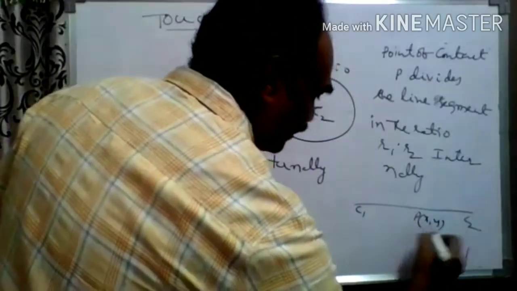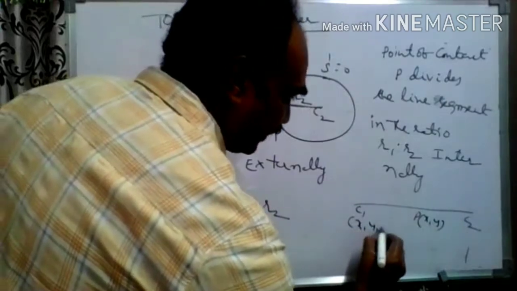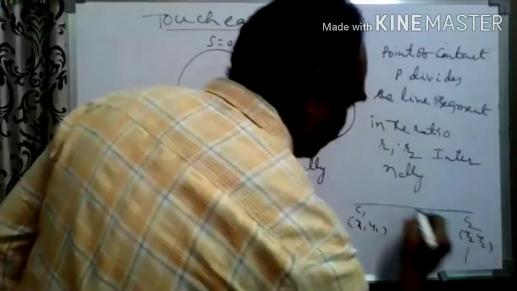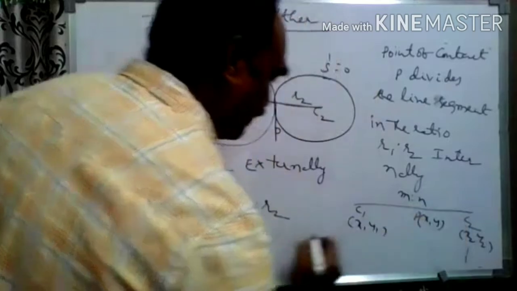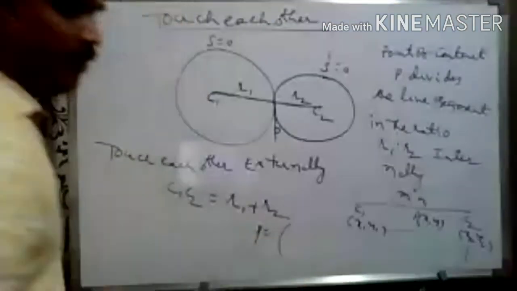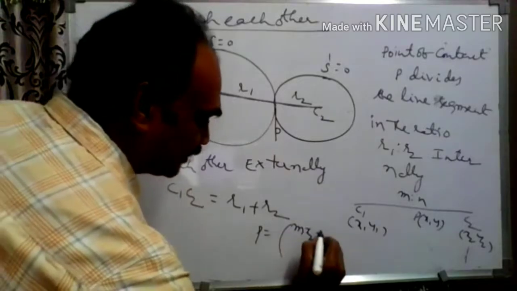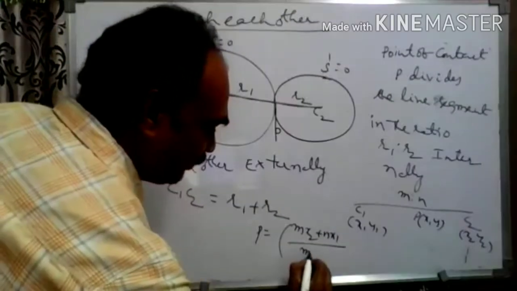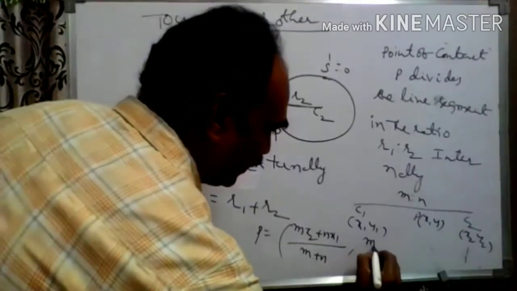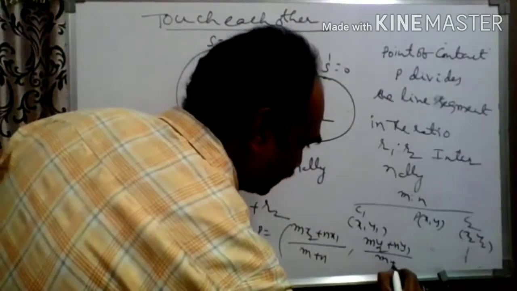Next, apply the section formula. Suppose P is (x, y), this is (x1, y1), point C is (x2, y2), and the ratio is m is to n. Point P equals, applying the section formula, (mx2 plus nx1) by (m plus n), comma, (my2 plus ny1) by (m plus n).